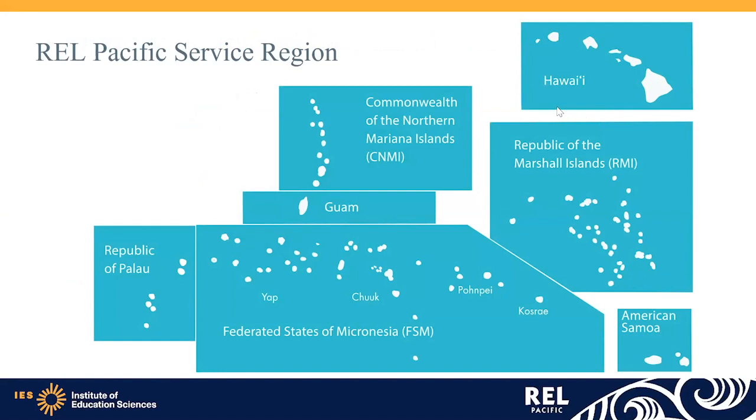That's the Republic of the Marshall Islands, the Federated States of Micronesia, including Kosrae, Pohnpei, Chuuk, and Yap, and the Republic of Palau. So as you can see from this map, the REL Pacific region is quite geographically vast. It spans an area greater than the entirety of the continental United States.